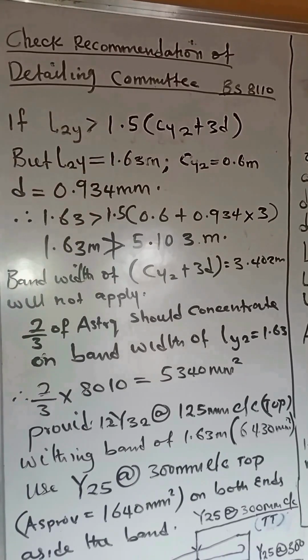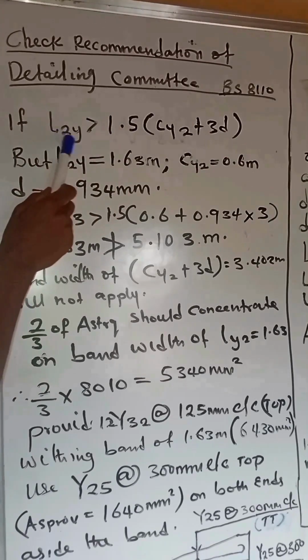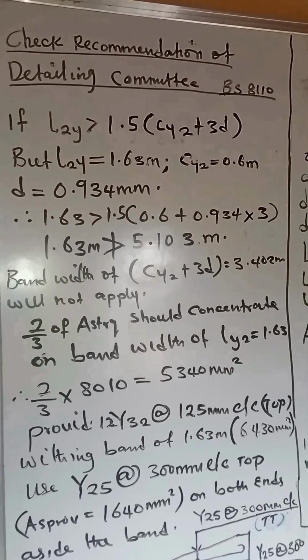So the bandwidth we are going to take in this case will remain within LY2. Unlike the case we have for other footing, in trapezoidal footing, since this is not greater than this, you assume the bandwidth to be LY2. So we are taking LY2 as our bandwidth. And the recommendation is that 2/3 of the reinforcement should concentrate within that bandwidth, which is 1.63.